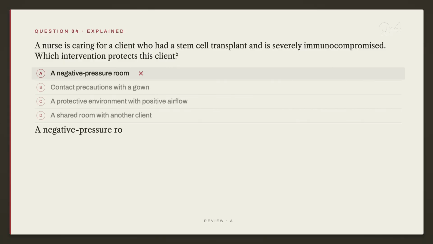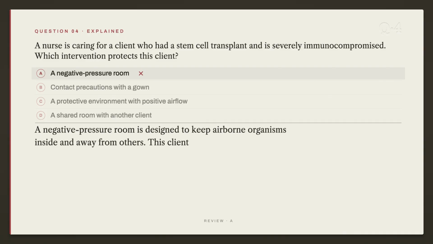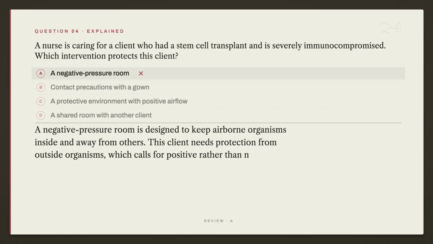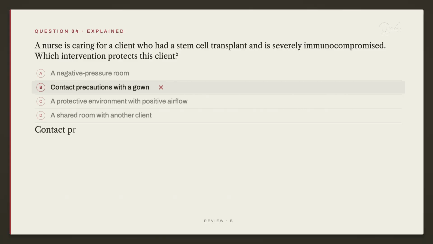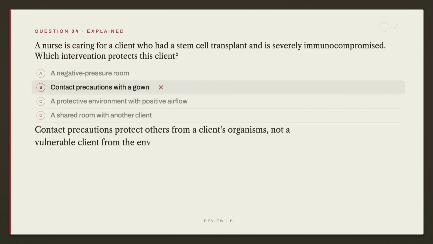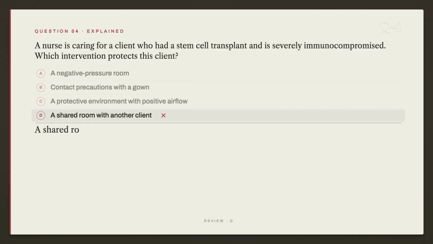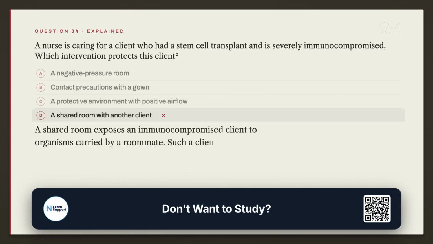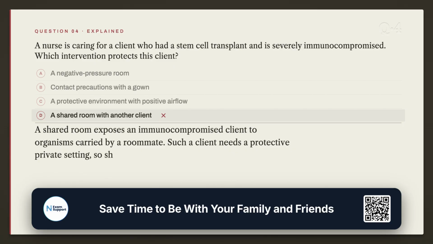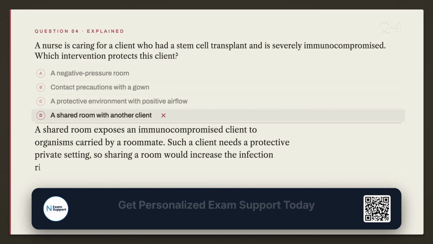A is wrong because a negative pressure room is designed to keep airborne organisms inside and away from others. This client needs protection from outside organisms, which calls for positive rather than negative airflow. B is wrong because contact precautions protect others from a client's organisms, not a vulnerable client from the environment. The goal here is to shield the immunocompromised client, which a gown alone does not accomplish. D is wrong because a shared room exposes an immunocompromised client to organisms carried by a roommate. Such a client needs a protective private setting, so sharing a room would increase the infection risk.